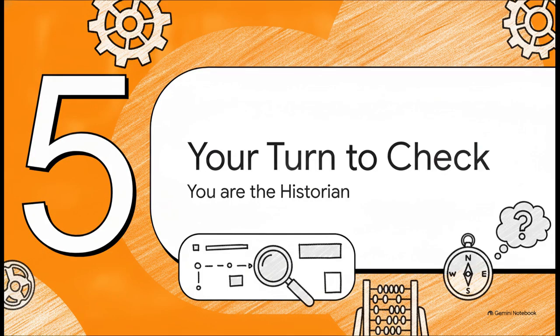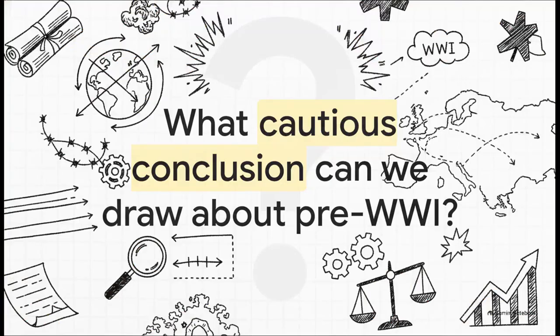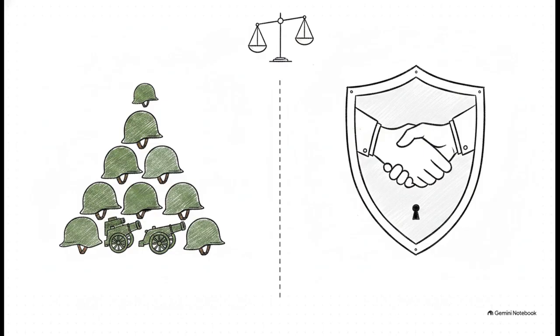Okay, part 5. Your turn to check. You are the historian. All right, you've seen how it's done. Now it's your turn to take the wheel. We're going to apply our 4-step toolkit to a completely new modern-time scenario. Based on the evidence I'm about to show you, what cautious conclusion can we draw about nations right before World War I? We're investigating the causes and effects of global conflict here, which is honestly a massive part of understanding modern history. Okay, take a careful look at your clues.